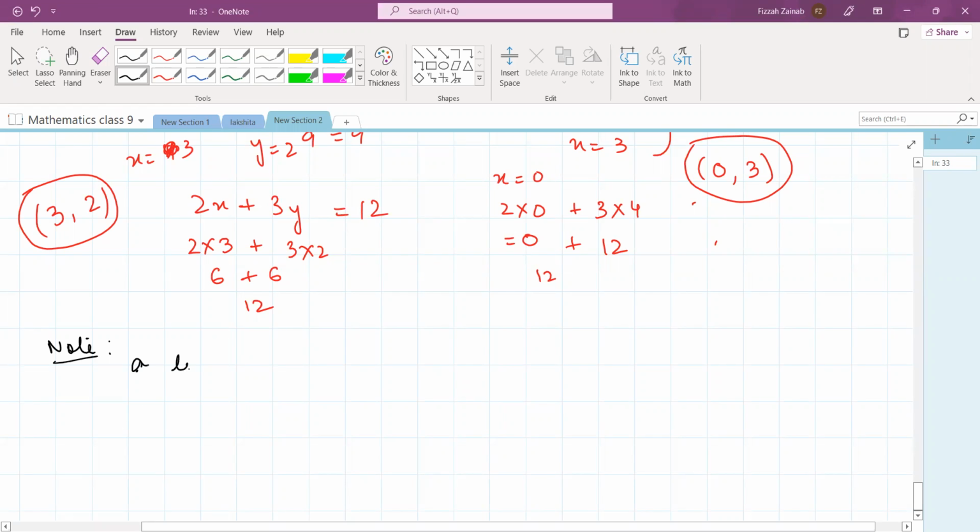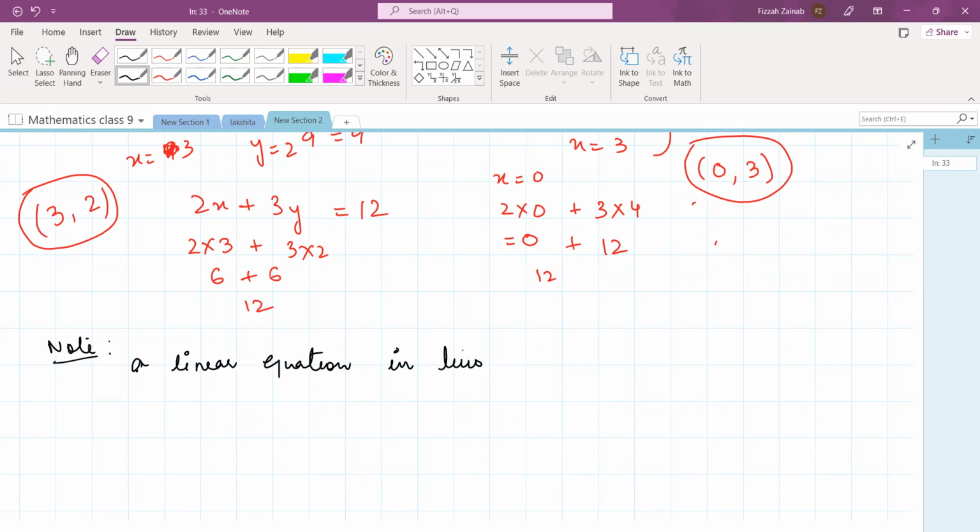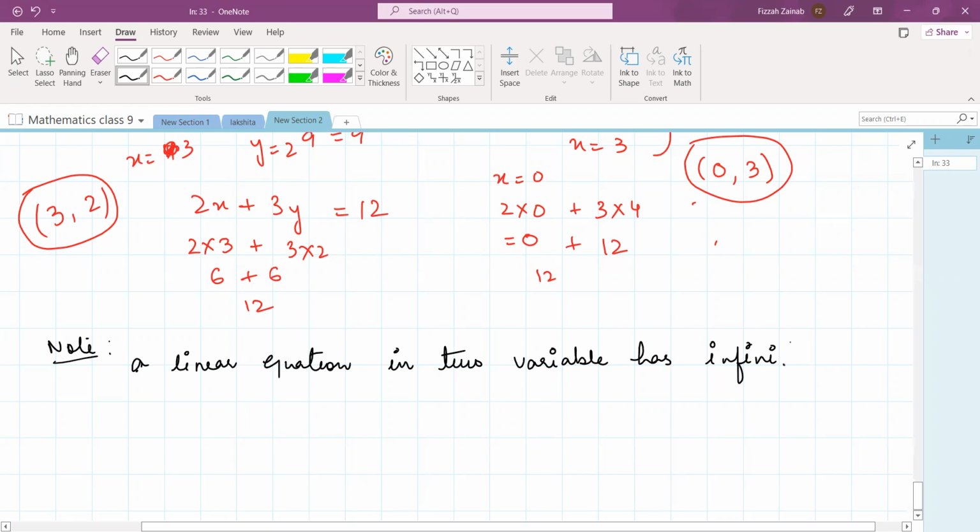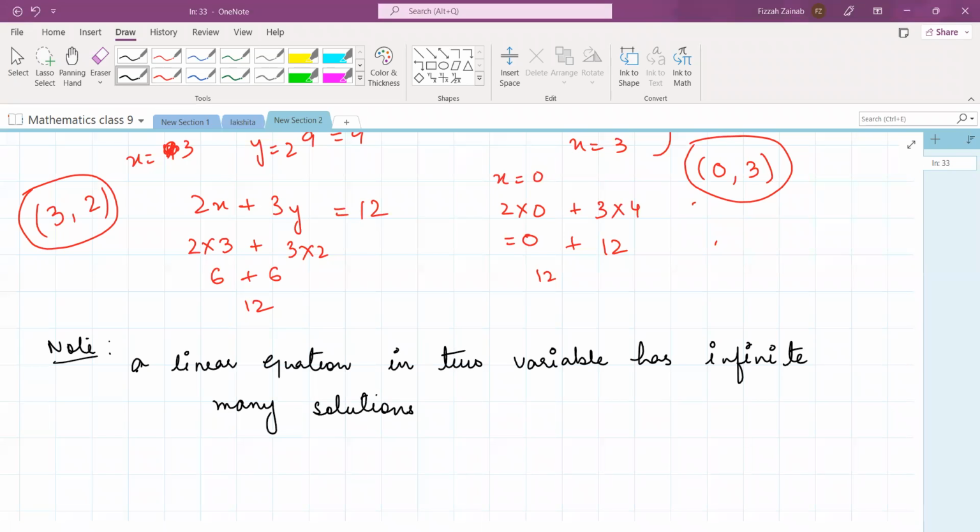A linear equation in two variables has infinitely many solutions. So I'll show you how you get infinitely many solutions, right? Let's understand this with the help of one example.